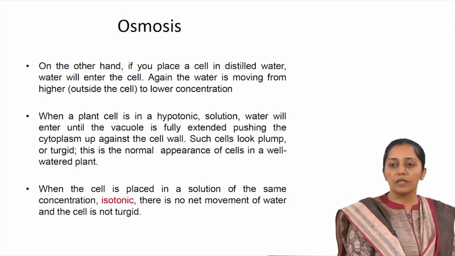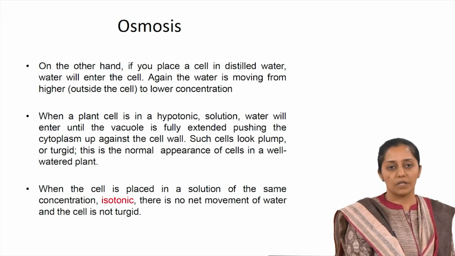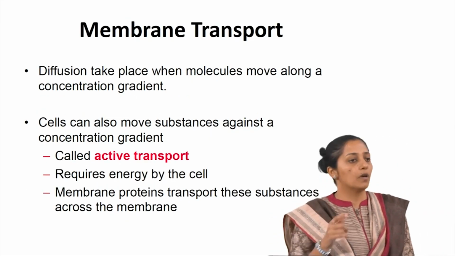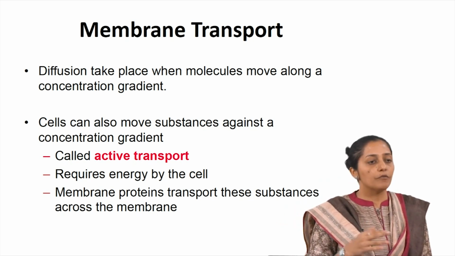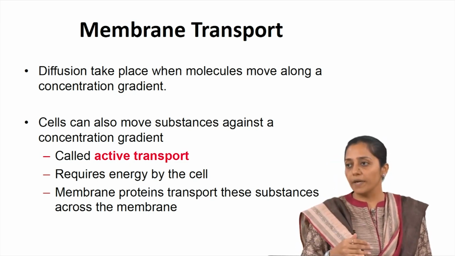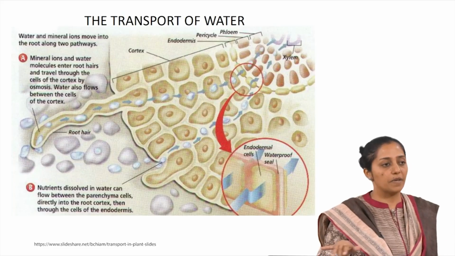In an isotonic solution, nothing would happen because there is no concentration gradient. Both inside and outside, the concentration of the solutes is the same. So, now where do you think active transport happens? For water, it is mainly diffusion, and then for minerals and salts and for phloem movement of sugars, it is active transport. This is how it takes place in roots.